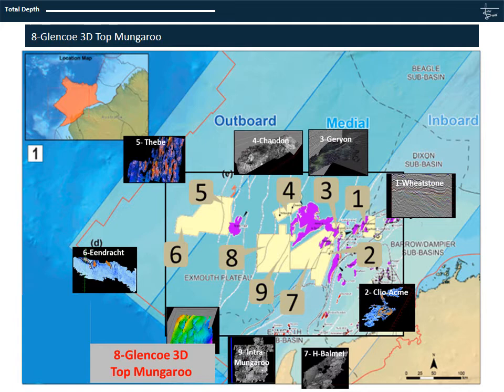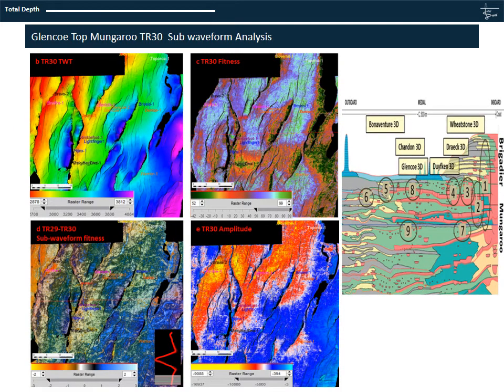All right, let's keep moving. We're going out to the Glencoe 3D dataset. We're going to do two examples from here. One's the Top Mungaroo. And well, this covers most of the survey, and we can see northeast, southwest trending structures. We can see lots of tilted fault blocks, and we can see certainly Hess has targeted many of these. We also have the fitness. And the fitness, the waveform, the common genotype associated with this surface can be shown down here.